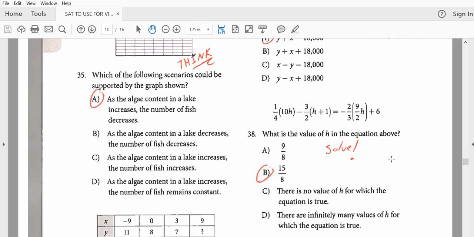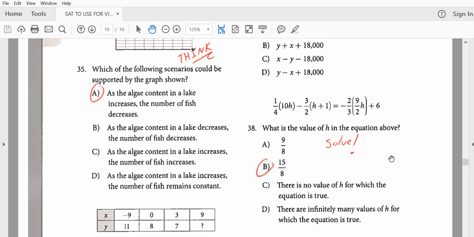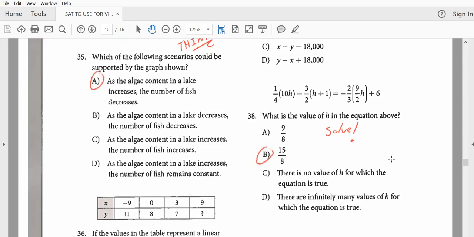Okay, another one here. What is the value of H in the equation above? It's just solving. It's a multi-step thing here. Again, we noticed it's not guaranteed to be a calculator question. So if you're rusty on those fractions, again, talk with me. I can provide you with the resources for that. It's just practice. If you don't practice them, you're going to be rusty on them, right?